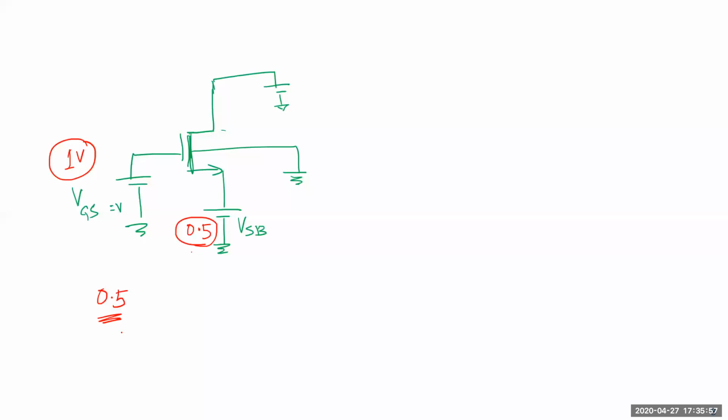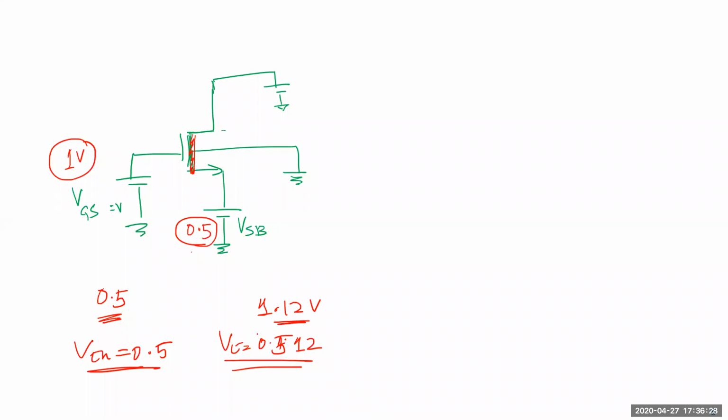Now let's say VTN was 0.5 volts without VSB, when VSB equals 0. Now the question is, is the channel formed? The answer is no, because now the VTN is probably 0.512 or something like that, depending on gamma. Which means that if this is 0.5, I need to be at 1.12 volts for the channel to switch on.